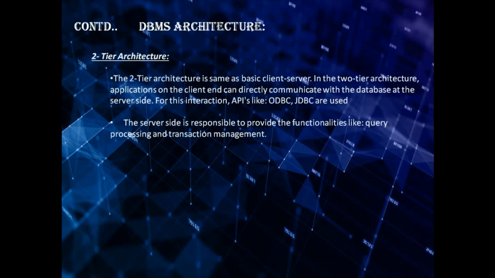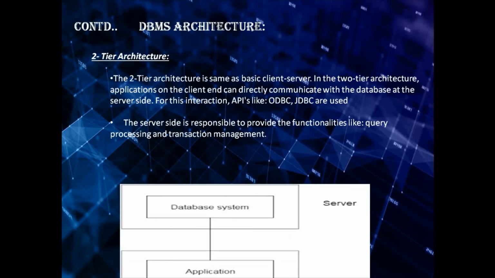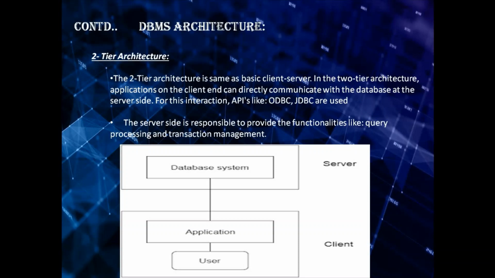Next, the two-tier architecture. The two-tier architecture is the same as basic client-server. In the two-tier architecture, applications on the client end can directly communicate with the database on the server side. For this interaction, APIs like ODBC and JDBC are used. The server side is responsible for providing functionalities like query processing and transaction management. In the picture we can see the user communicates from the client side and processes the data available in the database.